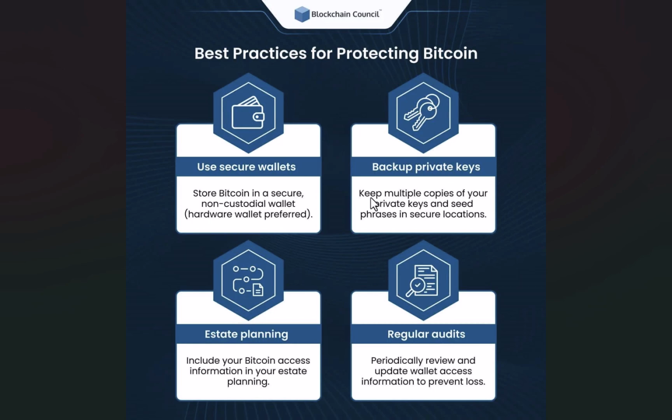Or basically just simply back up your private keys, where you keep multiple copies of your private keys and seed phrases in a secure location. You could also perform regular audits where you periodically view and update your wallet access and the information to prevent loss or hacks. And then include your Bitcoin access information into your estate planning. This is a bit tricky as you may reveal your Bitcoin information to other people, but just try to secure it in a non-custodial wallet, which is preferably a hardware wallet. That way you just simply have one key and one access to that account.